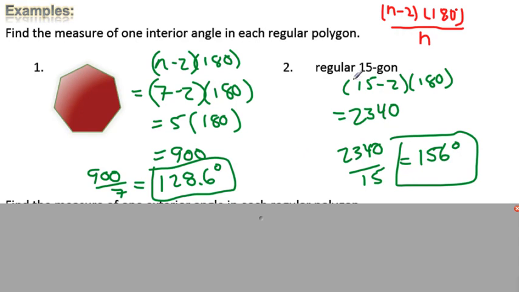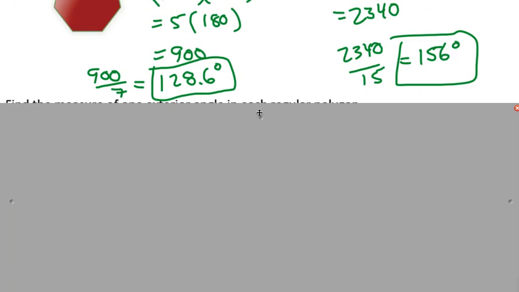if asked. How about a 15-gon? Remember, that has 15 sides. Plug it in. So it's 13 times 180, you get 2340, you divide it by 15, you get 156. Or you could just plug it in that formula right there, it gives you the answer all in one step. Let's look at the next section.